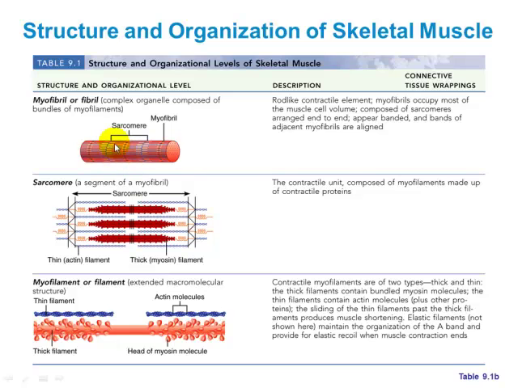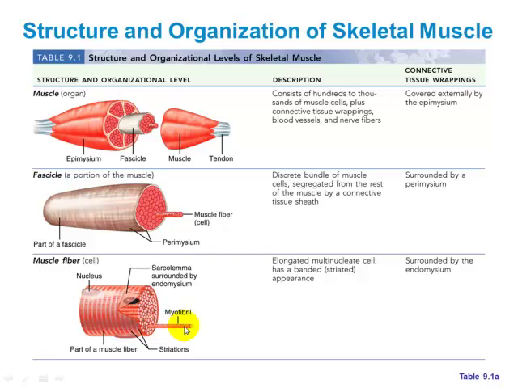If this sarcomere contracts, we'll see that there's a very tight interaction between skeletal muscle and the nervous system. That is going to allow all of the sarcomeres within a myofibril to contract, and it's also going to make all of the myofibrils contract at the same time. All of the myofibrils within a muscle cell contracting at the same time make the muscle cell contract. If all of the muscle cells within a fascicle contract, then the fascicle contracts. And if all of the fascicles within the muscle organ contract, then the muscle contracts.